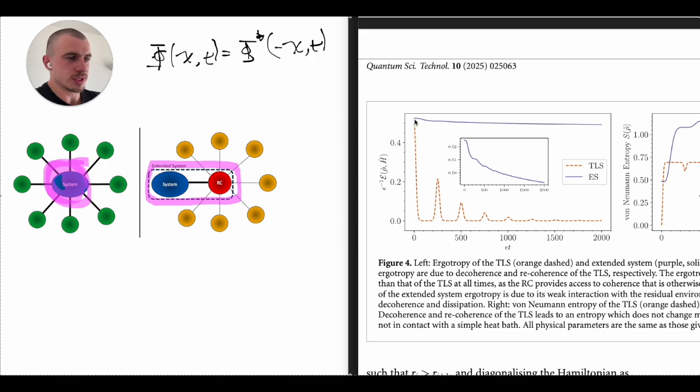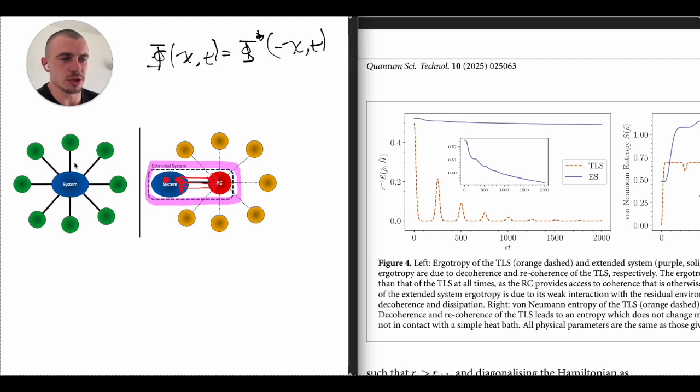And then further evidence is added to this if we look at the ergotropy of the extended system. So what's happening here? Well, you can see immediately the ergotropy of the extended system is much higher than that of the system at all times. And what does that mean? Well, essentially it means that the coherences are getting exchanged between the system and the reaction coordinate. And as long as they remain inside the extended system, then they can be used as fuel for ergotropy, which is why the ergotropy of the extended system remains high.